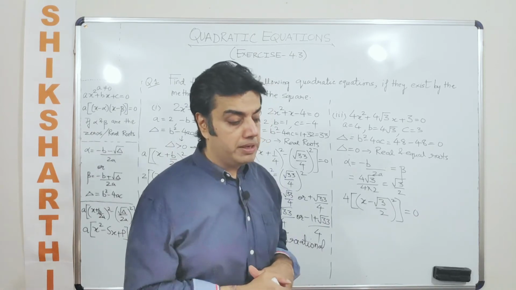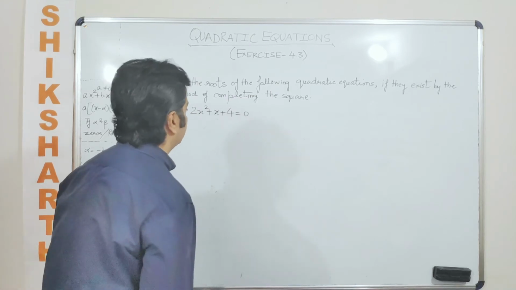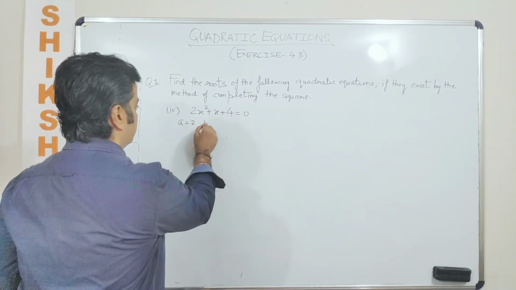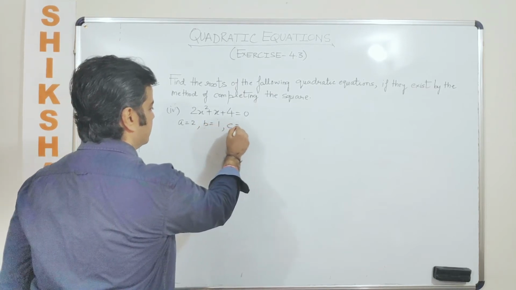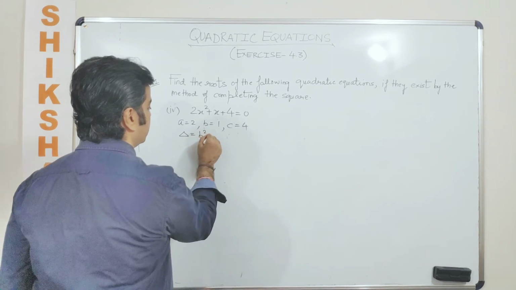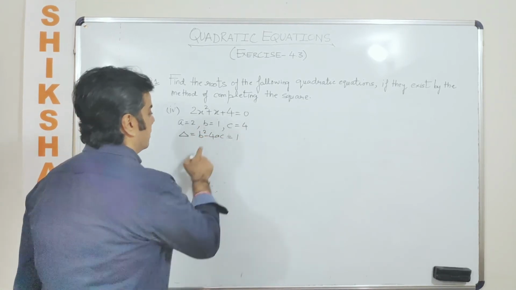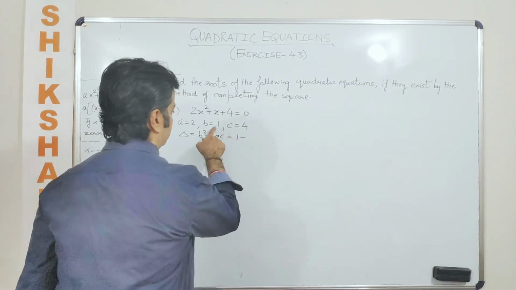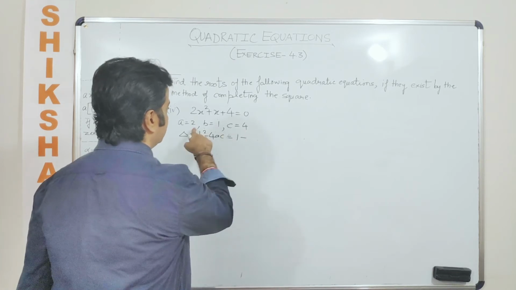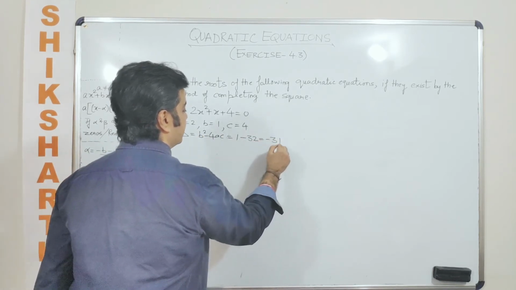Let's move on to subpart 4. So talking about subpart 4, the equation is 2x square plus x plus 4 is equal to 0. So the value of a here is 2, b here is 1 and c here is 4. Let us find out the value of delta. So delta is equal to b square minus 4ac, which in this case is 1 minus 4 into 4. How much is 4 into 4? 16 into 2, 32. So this comes out to be minus 31.